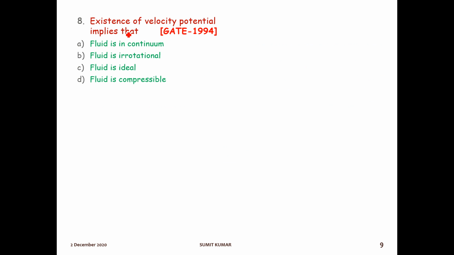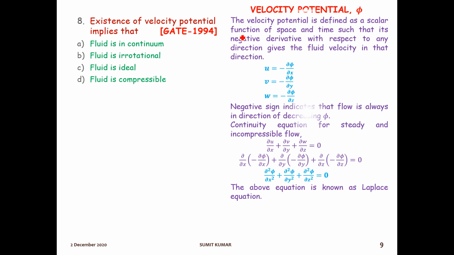The next question is existence of velocity potential. First of all, understand this velocity potential. What is this velocity potential? The velocity potential is defined as a scalar function of space and time such that its negative derivative with respect to any direction gives the fluid velocity in that direction only. It means if this is velocity potential phi, its negative derivative, minus del phi by del x, in any direction gives the fluid velocity in that direction.